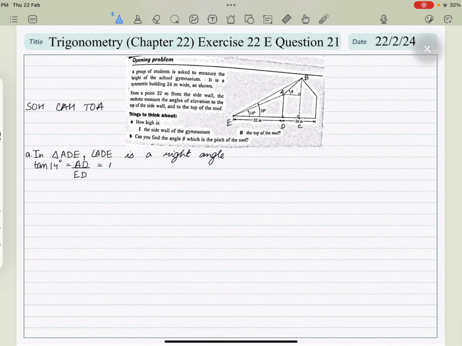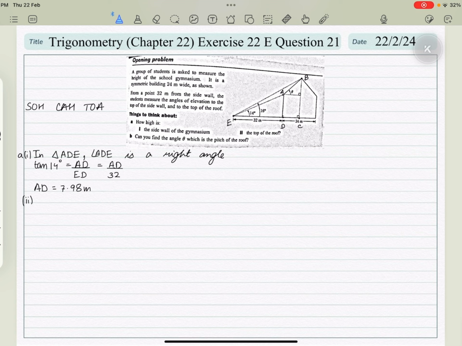That is going to give us AD upon 32. From here we can calculate AD as around 7.98 meters. I forgot to mention, this is the first part. Then I'm going to move on to the second part of the question, which asks us to find BC.